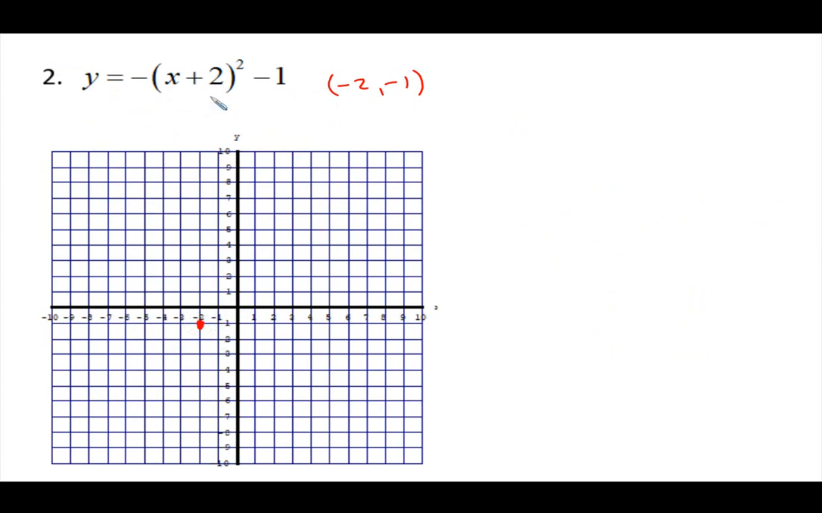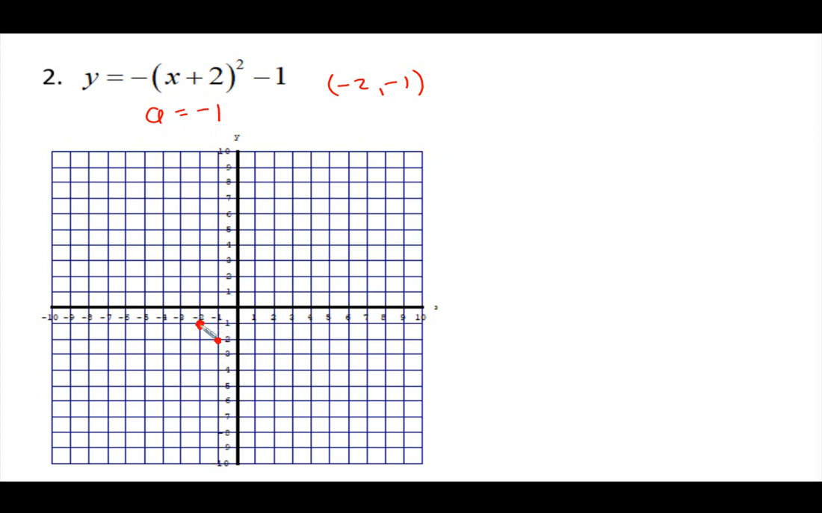Okay. And then I know the a value is -1, so a is equal to -1. So what that means is, from my vertex, I'm going to move to the side one time, because I always do that. And then if a is -1, that means I'm going to go down 1.